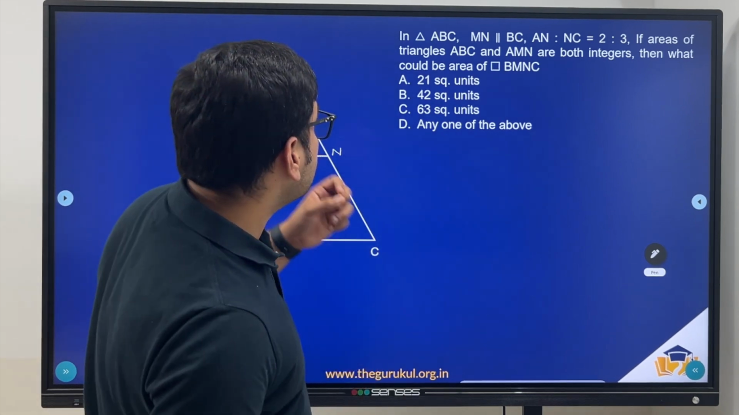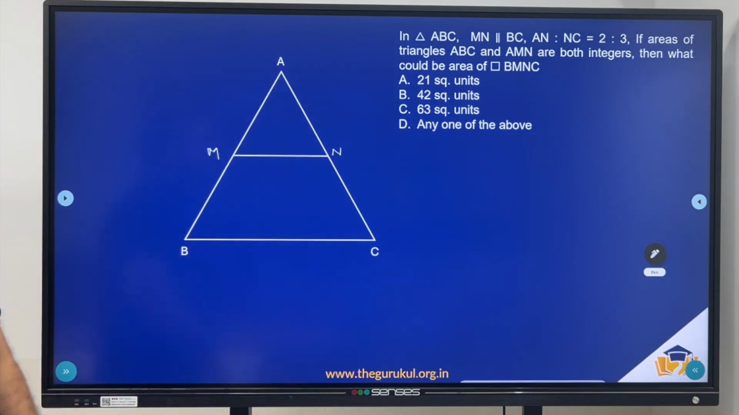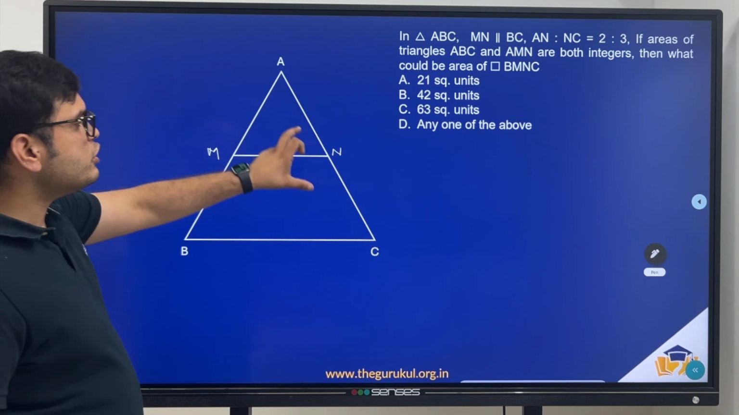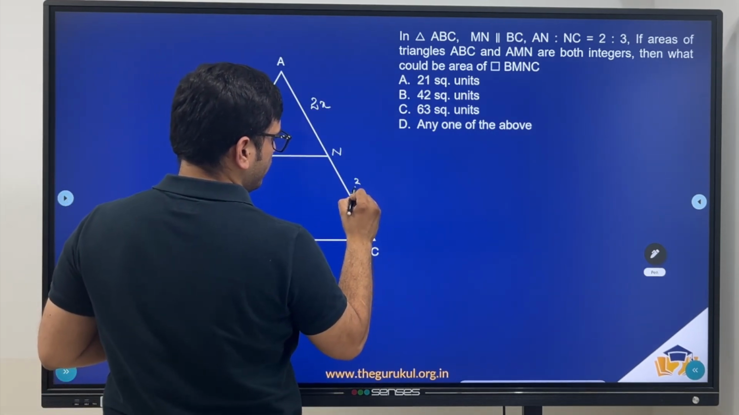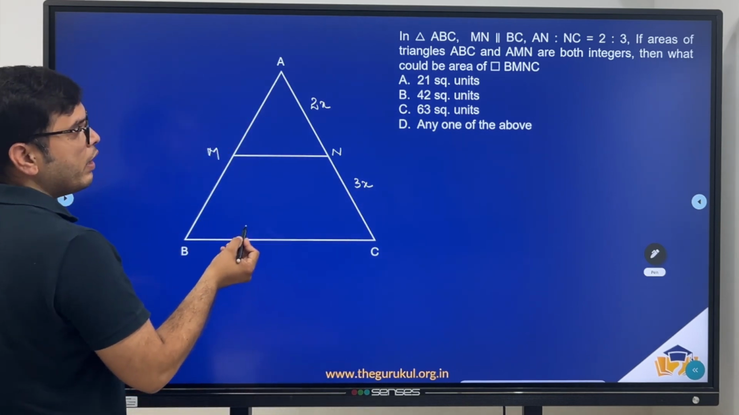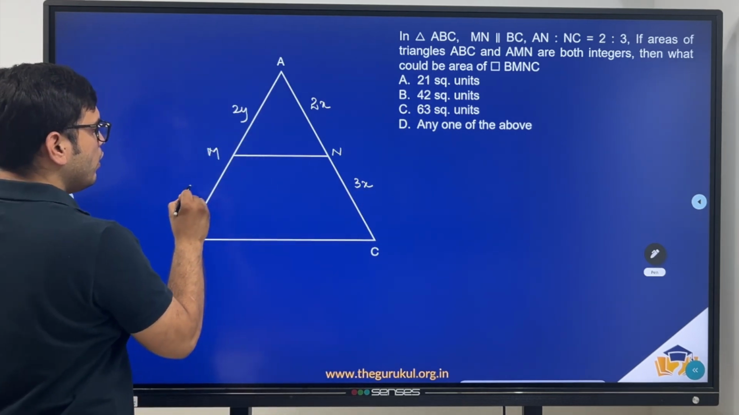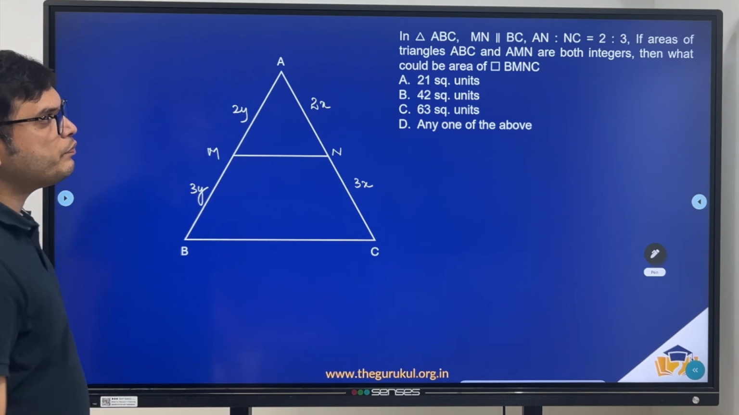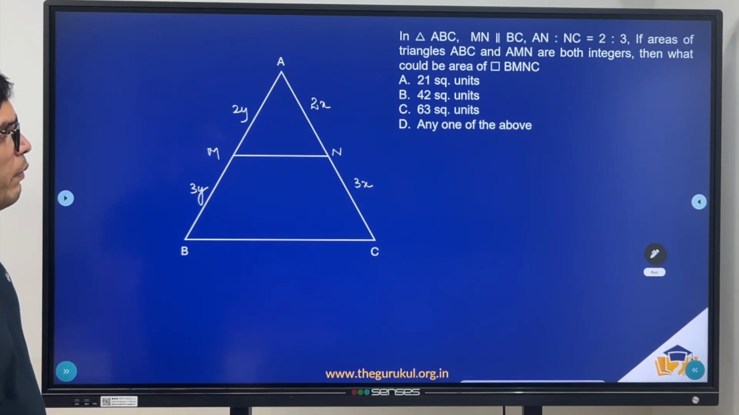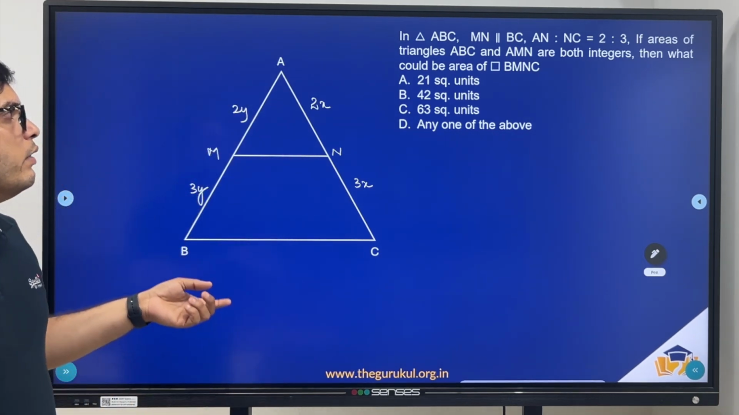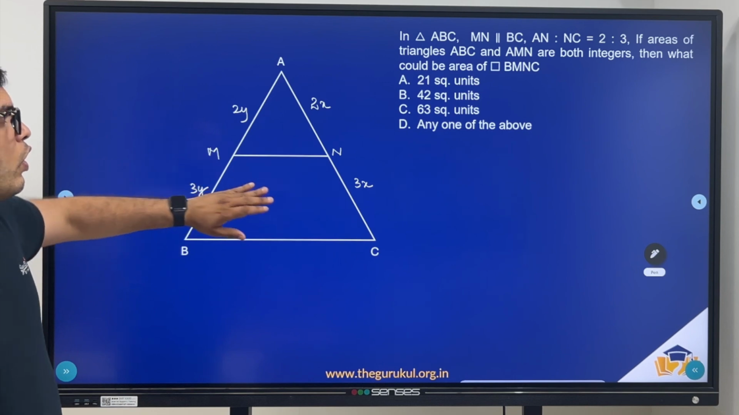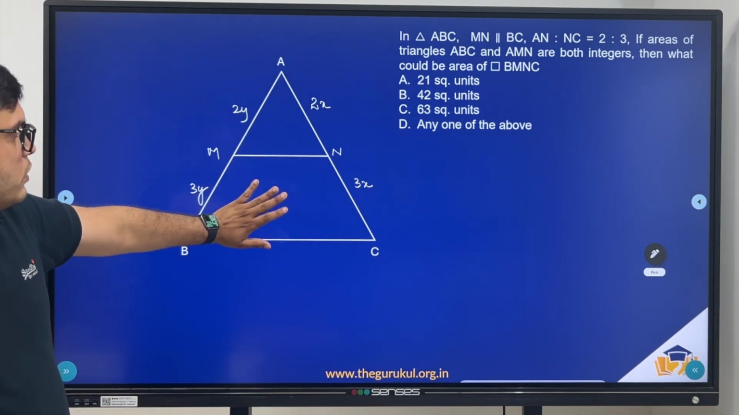Now coming to the next question. In triangle ABC, MN is parallel to BC, AN is to NC is 2 is to 3. So if this is 2x, this should be 3x, and similarly if this is 2y, this should be 3y. If the areas of triangles ABC and AMN are both integers, so the area of this triangle should be an integer as well as ABC, then what could be the area of quadrilateral BMNC?